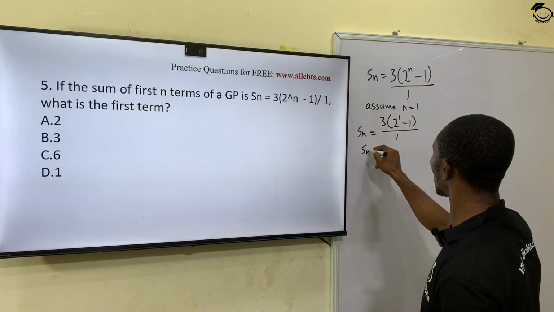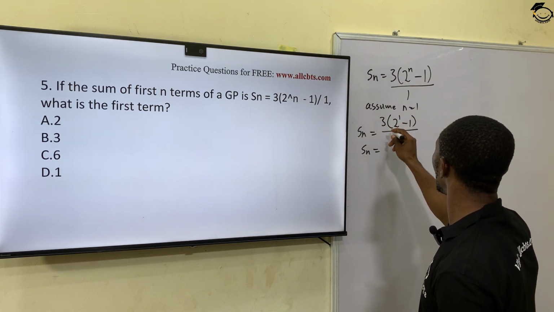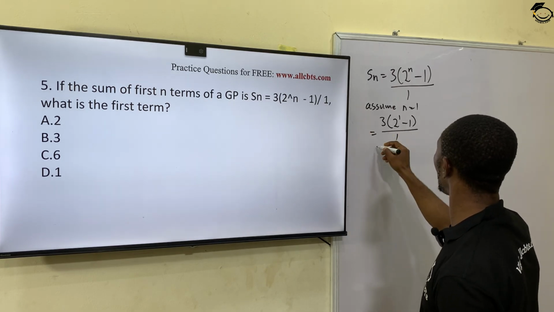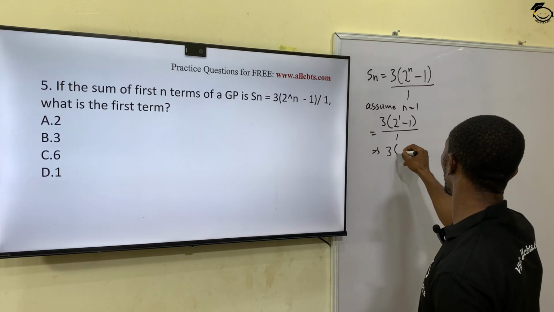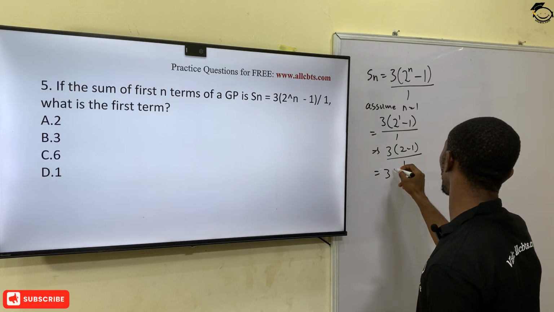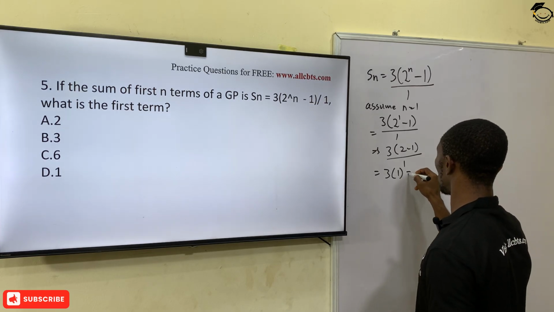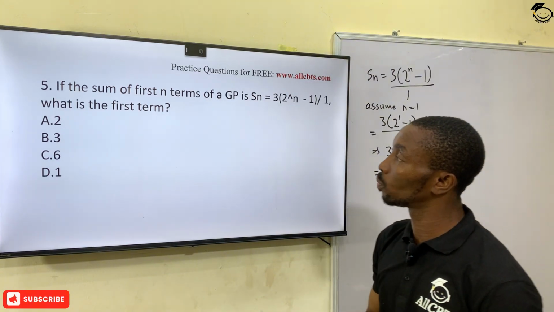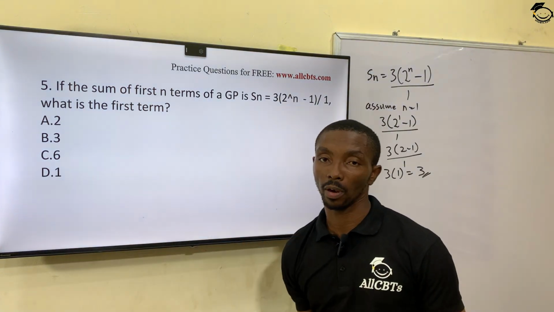Okay, so our Sn will be, our first term will be 3 brackets 2 minus 1 over 1, which gives us 3 brackets 1. So 3 times 1 will give us 3. So our first term for this geometric progression would be 3.